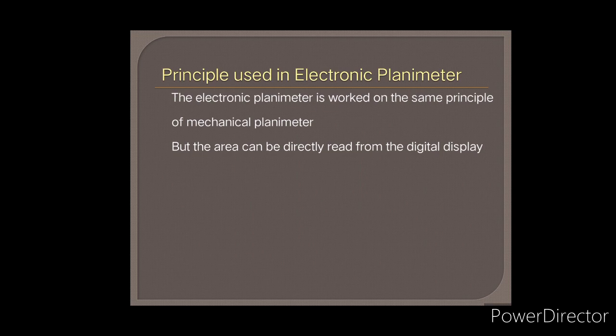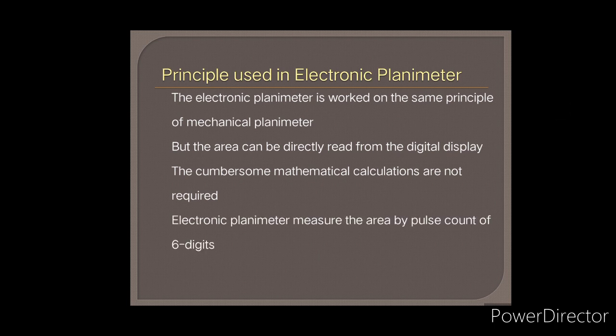The advantage of the electronic planimeter over the manual, that is the mechanical planimeter, is that the reading can be displayed directly, whereas in the polar mechanical planimeter mathematical calculations are required, but here it is not required. The area can be measured by pulse count of 6 digits. We'll come across what these digits are.